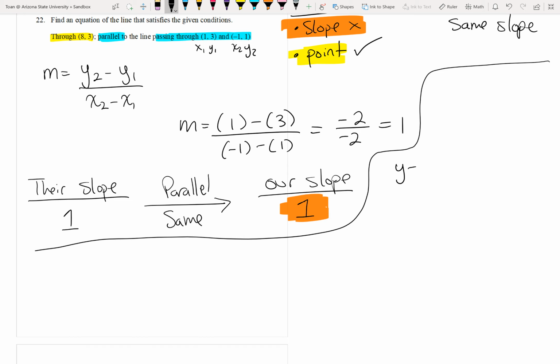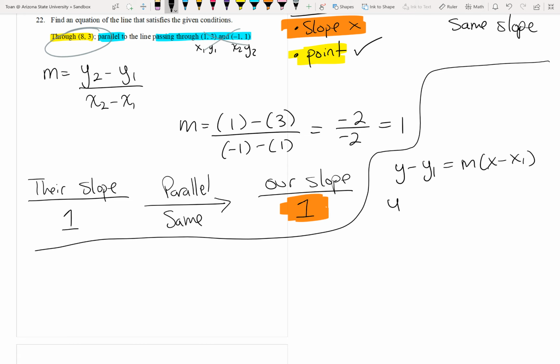So I'm going to use y minus y sub 1 equals m times x minus x sub 1. Again, the thing we have to be careful of is we only use this information to get the slope. Now that we have the slope, I don't care about these points anymore. These are not our points. This is our point, so make sure you use that point there.